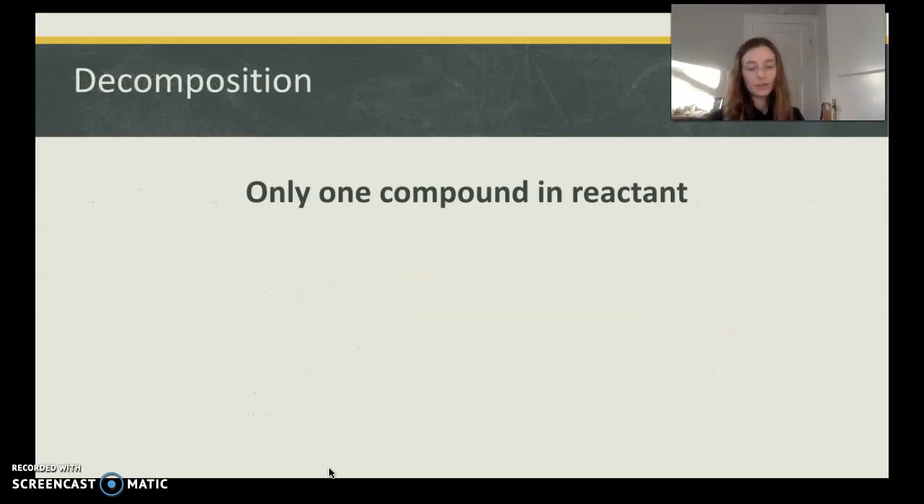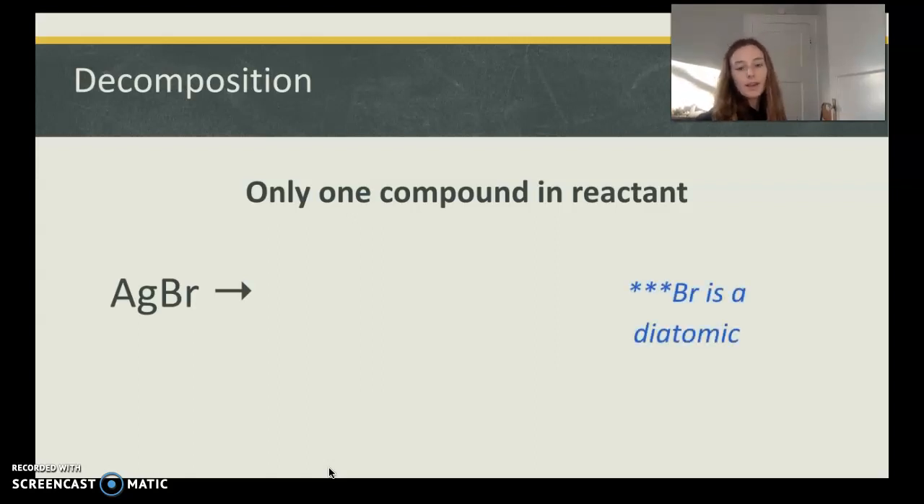Our next one is decomposition, and decomposition is breaking down. So if we see only one compound in the reactant, we're going to know that it's a decomposition. So for example, in this case, we only see one compound in the reactant. And right away I'm thinking, okay, I'm going to have silver and bromine, but we have a diatomic present, so since bromine is a diatomic, it's going to have to be Br2. So this is an example of a time you're going to add subscripts when you're predicting the products. So we have Ag plus Br2.